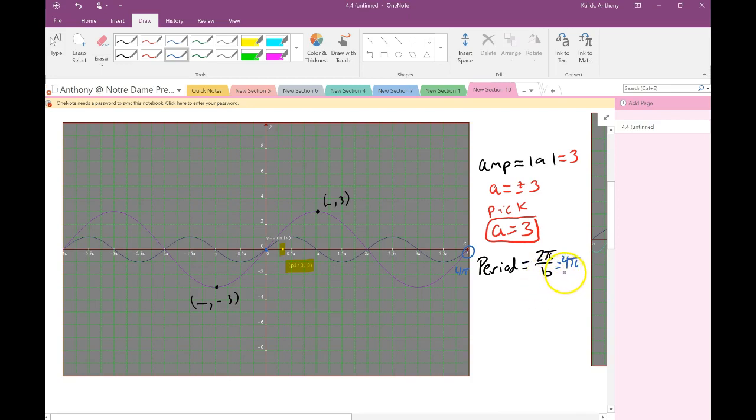So now, if I treat this like a proportion, I can cross multiply, and I have 4 pi times B is equal to 2 pi. If I divide both sides by 4 pi, I get that B is 1/2. Again, because the pi's cancel, and then 2 over 4 is just 1/2. Okay with that idea? Good.